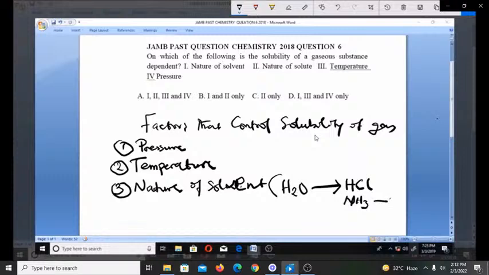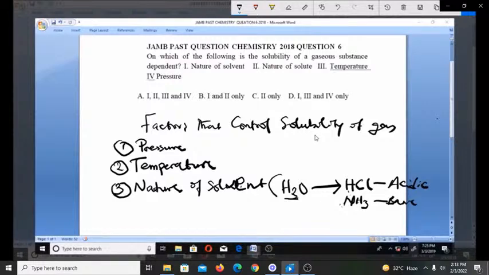So this one will give us a basic solution. When it dissolves in water, this one will give us an acidic solution. Hydrogen chloride will give us an acidic solution. So if you have the solvent as water, it will very much affect the solubility of any of these gases.